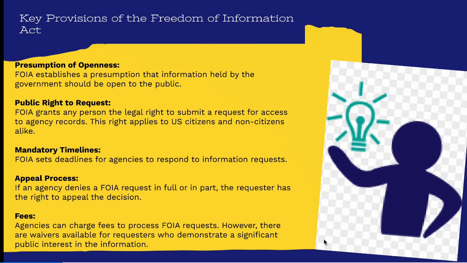Mandatory timelines. FOIA sets deadlines for agencies to respond to information requests. So there are a series of triggers and timelines that are scheduled once you submit a FOIA. It is usually within 72 hours you need a response. That response usually includes a timeline that it will take them to review and pull files. But that should be within a 30-day time period, if not less.